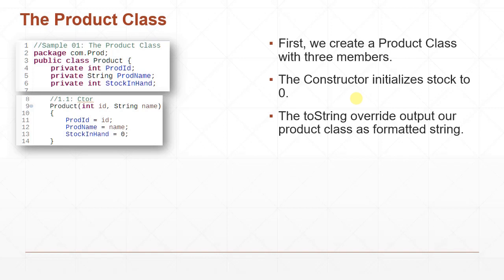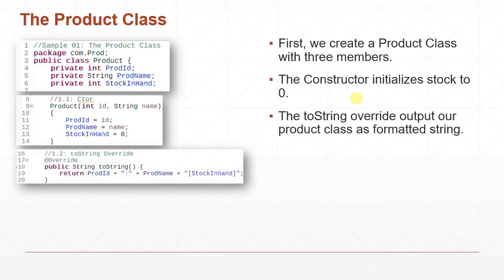The toString override will provide formatted information of our product. So here the toString tells the state of our product, and the state is formatted here. First we print the product ID, then the product name. We also tell how much stock we are holding.